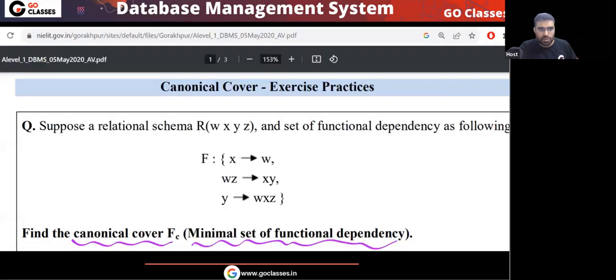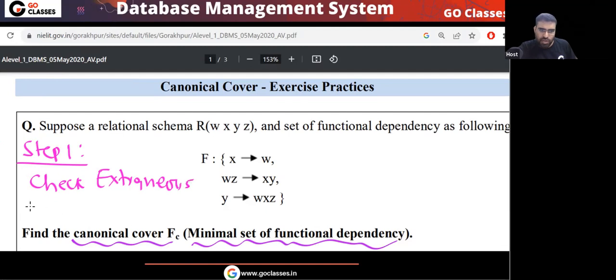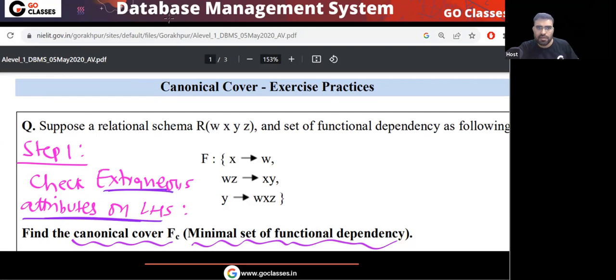Okay, so anyway, tell me, on the LHS, do we have extraneous attribute? First you check extraneous attribute on LHS. This is your step number 1. Is there any extraneous attribute on LHS? Check extraneous attributes on LHS. Okay, so this is what you do. First you check extraneous attribute on LHS.